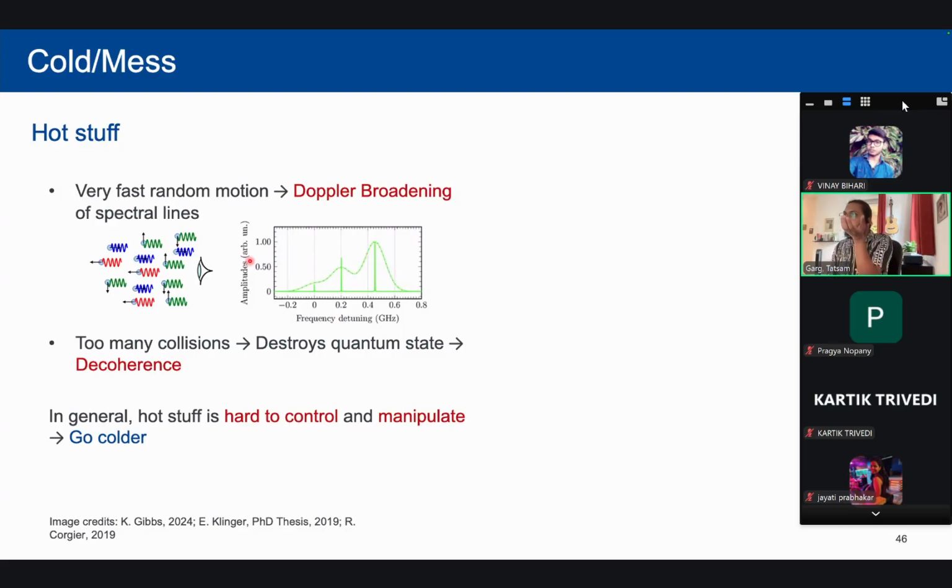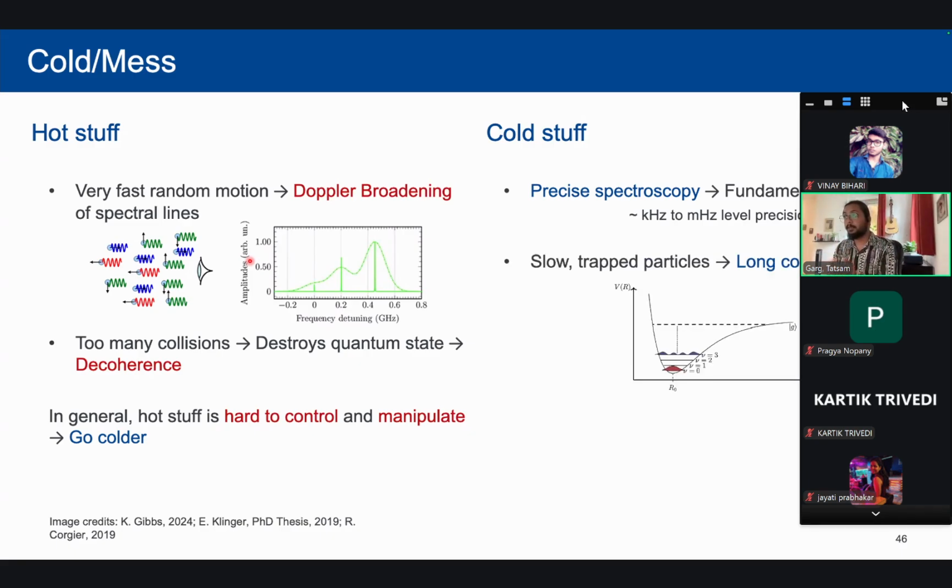Whenever you try to trap it in a container, it always has enough energy to jump out of it. The solution, of course, is to go colder, because once you go colder, you get rid of the Doppler shifts and everything, and you can do much more precise spectroscopy, which is cool for fundamental physics. Once you go colder, you can also trap these things because now they don't have any energy to spill out of your container.